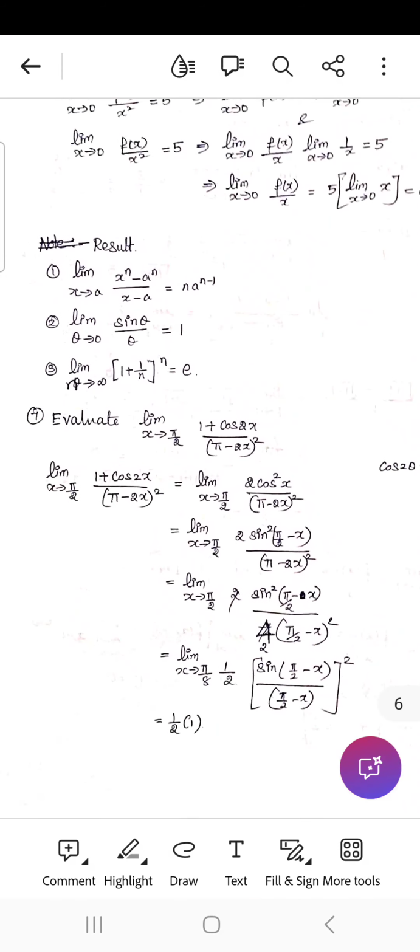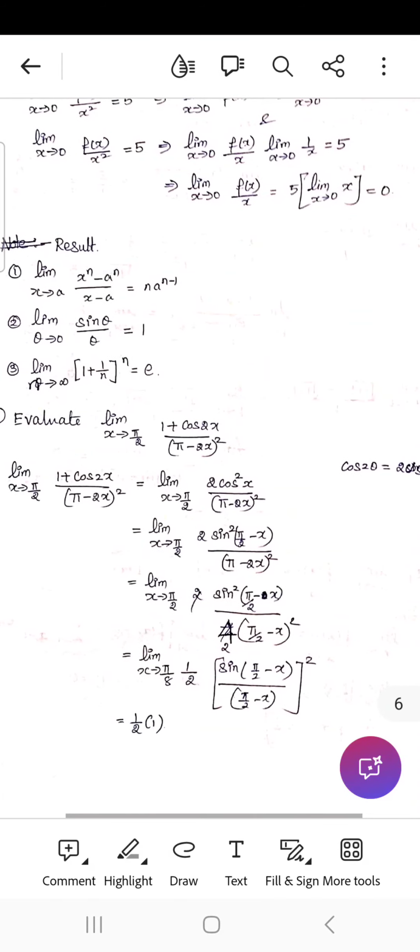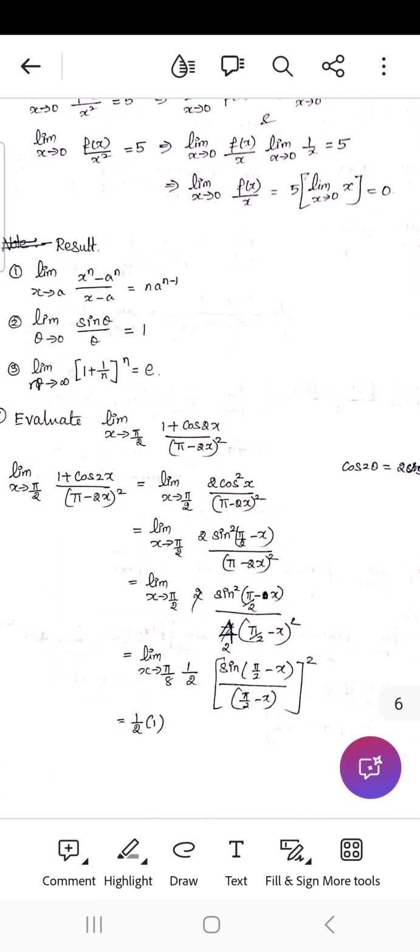Next problem is, limit x tends to pi by 2, 1 plus cos 2x divided by pi minus 2x the whole square. Substituting x equal to pi by 2 in this equation, we will get the value 0 by 0, that is the indeterminate form. Therefore, formula for 1 plus cos 2x is 2 cos square x. Substituting these values, 2 cos square x.